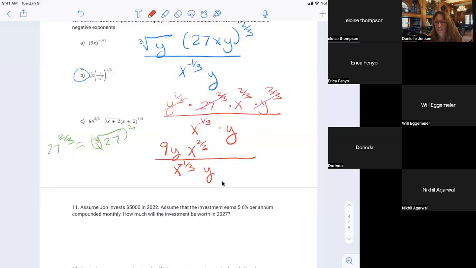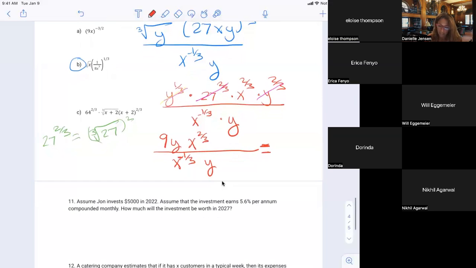What about division with the same base? What do you do with exponents when you're dividing with the same base? Subtract the top and the bottom, and then you'll just get 1. Yeah, so I would do 2/3 minus negative 1/3, which would be x to the 3/3, which would just be x to the 1 on top. So it's looking like this.